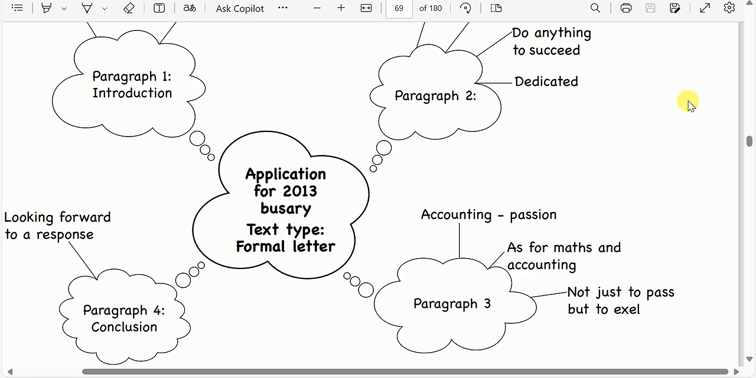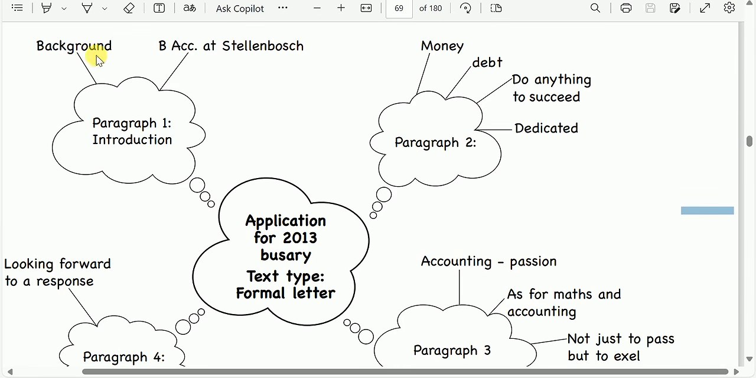Now we look at an example of the planning for this letter. We already know what the letter is about from this scenario. Paragraph 1, which is your introduction, may give your academic background, and the institution that you wish to enroll at next year. Because remember, the first paragraph in actual fact must give us the clear purpose of the letter.